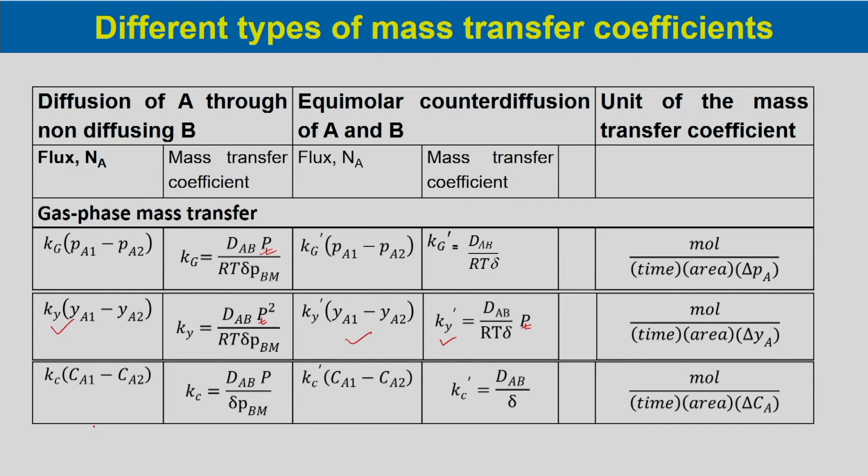Similarly, in terms of the concentration, we can write Kc into Ca1 minus Ca2, where Kc would be equal to DAB Pt by delta PBM, and in case of equimolar counter diffusion, it is Kc dash into Ca1 minus Ca2 and Kc dash is equal to DAB by delta. So, here all others remain the same, only the concentration is the driving force in the unit of mass transfer coefficient.